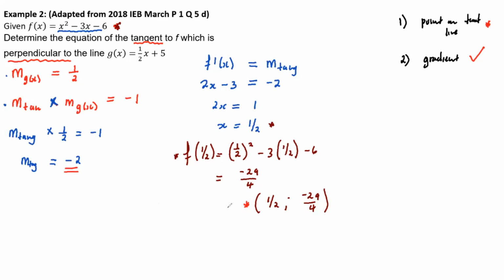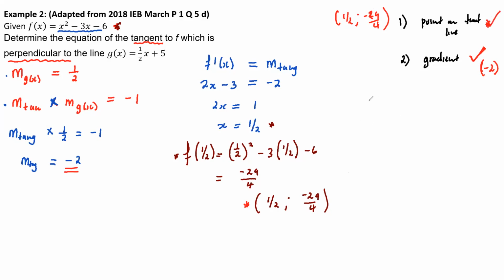I'm looking for the equation of the tangent. What do I need to get an equation of a tangent? A tangent is a straight line. I need a gradient. Do I have it? Yes. What is it? Minus 2. I need a point. Do I have it? Yes. What is it? It's the point a half and minus 29 over 4. So the two things I wanted, I have.